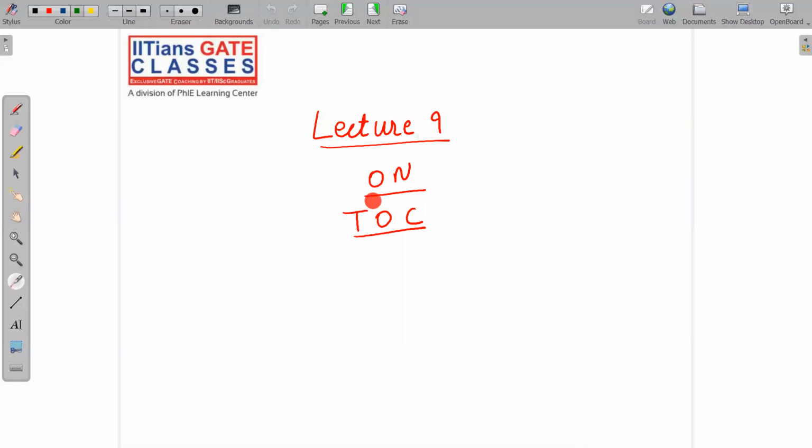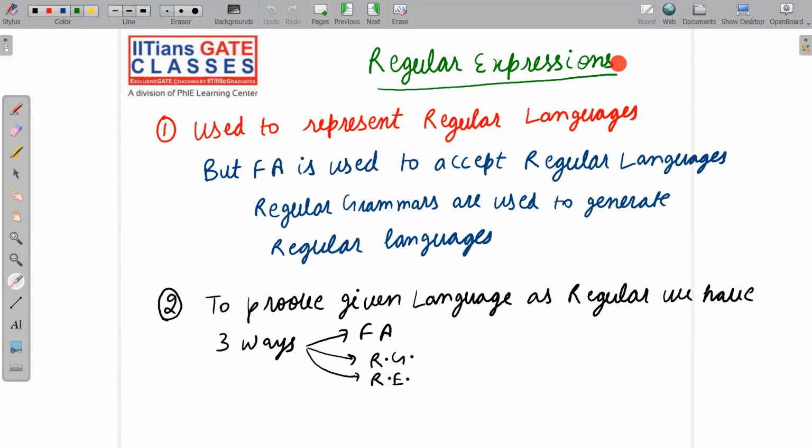This is lecture 9 on TOC, and in this lecture we are going to study regular expressions. I will dedicate this entire lecture to this single topic, because it is a very important topic and lots of questions have been asked in various competitive exams. If you are going to give the Gate exam, then every year at least 2 or 3 questions come from this topic only. So please listen to this lecture very carefully. Okay, let's start the lecture.